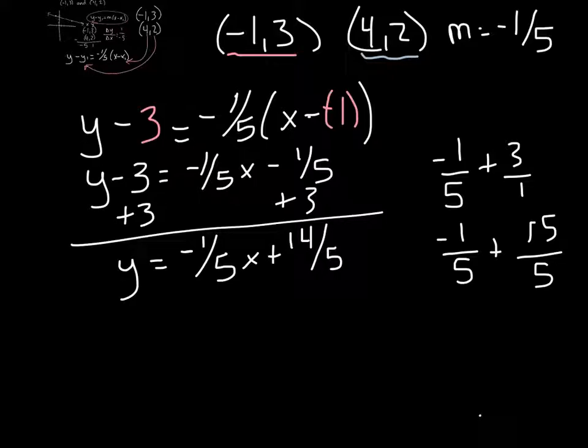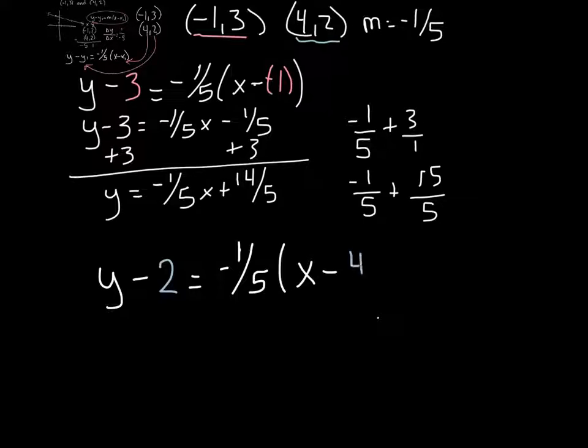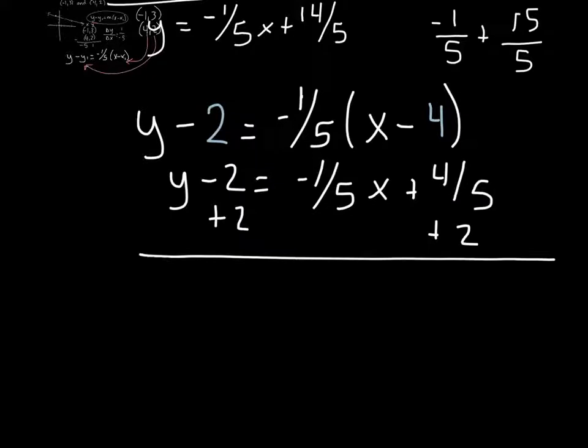Now let's see if the other one simplifies the same way. So for this one, I'll go, okay, y minus, and I'll go in blue here, the 2, the y value, which equals negative 1/5 times x minus 4. And this should simplify out the same. Y minus 2 equals negative 1/5 x. But a negative 1/5 times a negative 4 is going to result in a positive 4/5. Now I have to add 2 to both sides. Adding 2 to both sides is going to end up resulting in y equals negative 1/5 x. And then what's 4/5 plus 2? Well, I know 2 is 10/5. So it's going to result in 14/5 again.